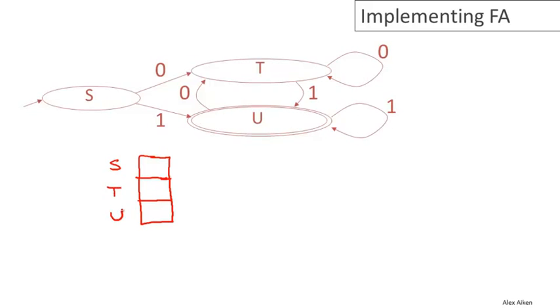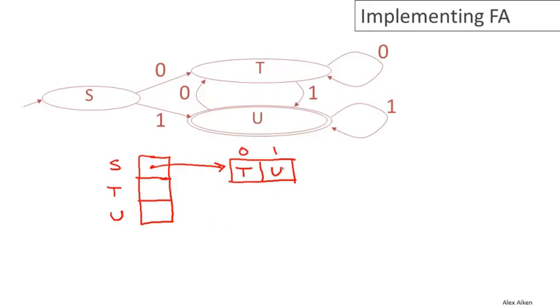And what this table would contain is a pointer to a vector of moves for that particular state. So there'd be a pointer here, and it would point to another table, another one-dimensional table, that would say what we should do on 0 and what we should do on 1. So in the case of S, we wanted to move to state T if it was a 0 and to state U if it was a 1.